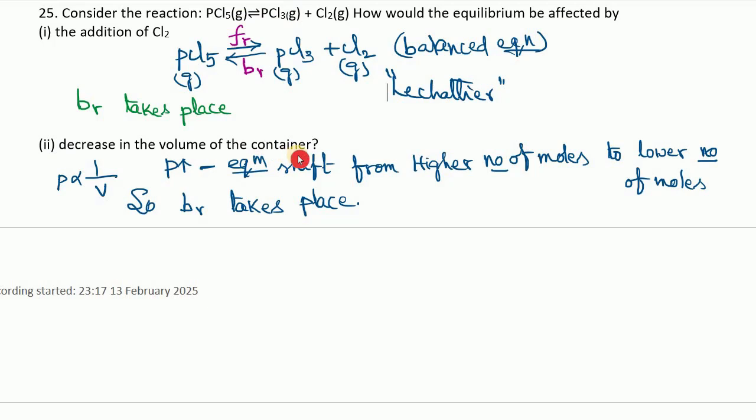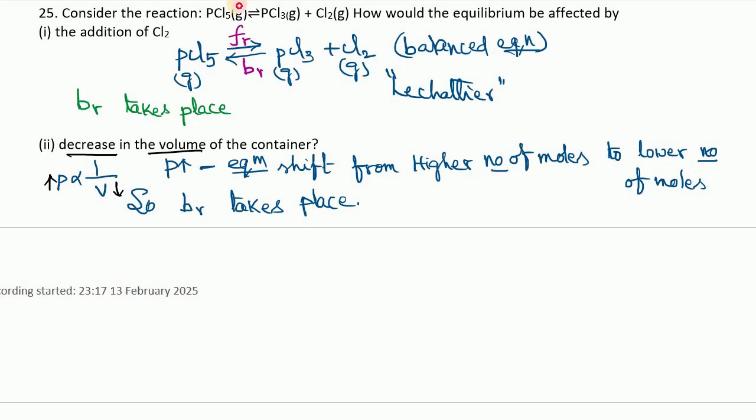Next, decrease in the volume of container. When you decrease the volume, what is the relation between pressure and volume? As the volume decreases, then what happens to the pressure? Pressure increases. When pressure increases, the equilibrium will shift from higher number of moles to the lower number of moles. So in which direction is the higher number of moles?